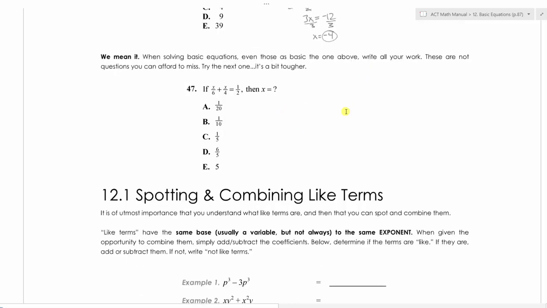Now, on number 47, this one is definitely a little bit tougher. I'm going to have you go ahead and try it. You might want to press pause on the video. I'm going to work through it right now. So if x over 6 plus x over 4 equals 1/2, then x equals.